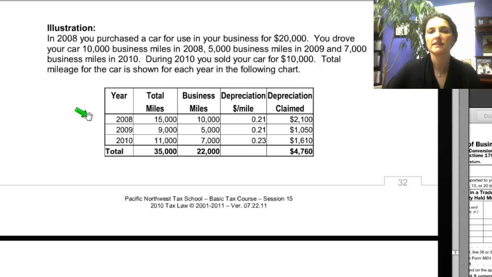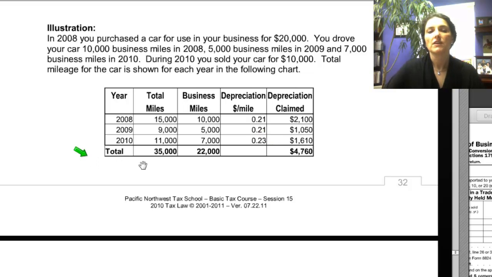The year is 2008, and the total miles driven is 15,000. The number of business miles was 10,000. So you're going to take 10,000, multiply that by the mileage rate for depreciation in 2008, which was 21 cents a mile, and that gives you depreciation claimed of $2,100. For 2009, total miles driven were 9,000, business miles 5,000, multiplied by the depreciation rate of 21 cents a mile, that gives us $1,050. And finally, for 2010, 11,000 total miles, 7,000 business miles, multiplied by the depreciation rate per mile of 23 cents. That gives us $1,610 of depreciation for 2010.